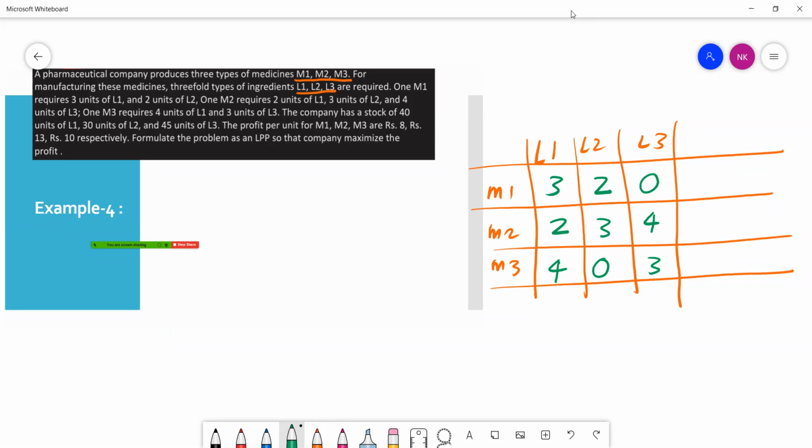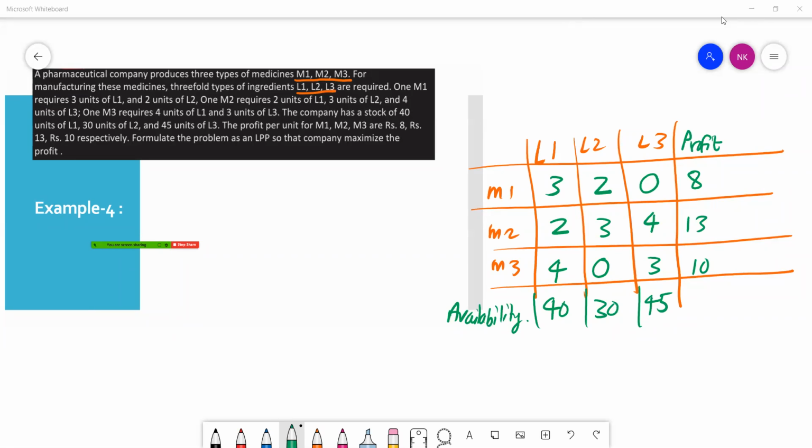The company has a stock of 40 units of L1, 30 units of L2, and 45 units of L3. So let me write over here the availability. The profit per unit for M1, M2, M3 are so and so. So let me write the profit over here. Profit for M1 is 8, for M2 is 13, for M3 it's 10. Formulate the problem so that the company maximizes the profit.